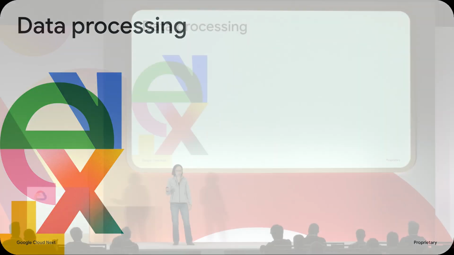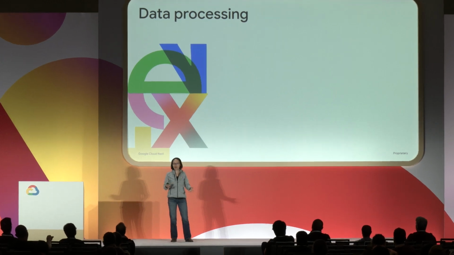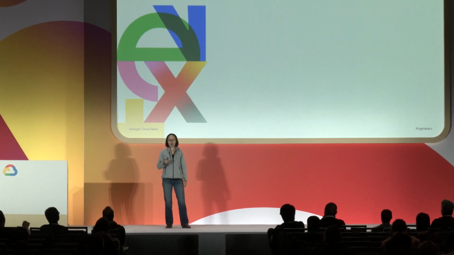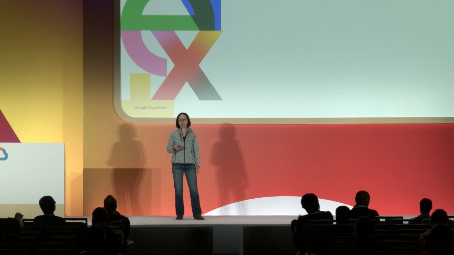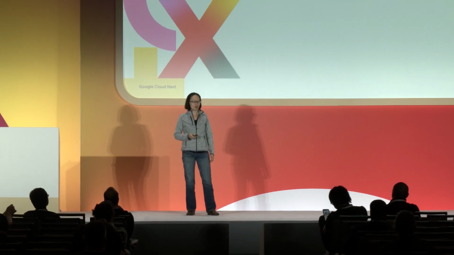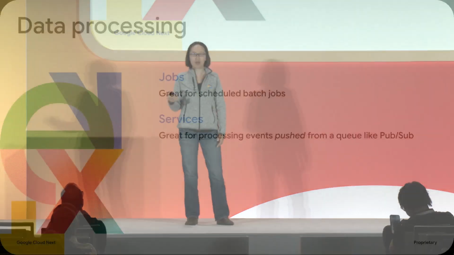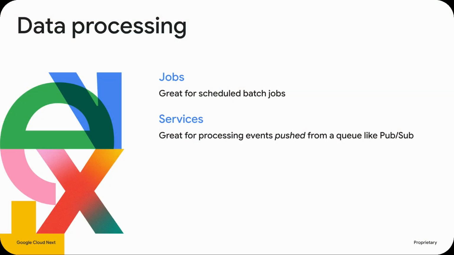Let's now talk about your data processing needs. So for example, if you're a bank, maybe you want to do a portfolio risk analysis once a day. For that use case, you can use Cloud Run jobs, which is great for running scheduled batch jobs. And if you want to process events that are pushed from a queue like Pub/Sub, you can use Cloud Run services. Now, what if you want to continuously pull the data, for example, from Kafka?